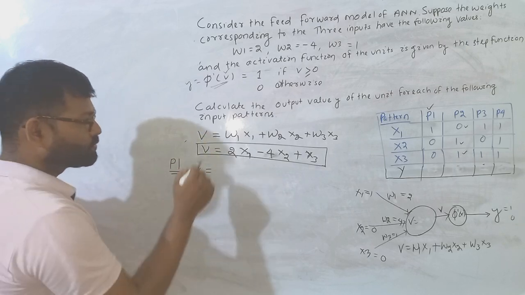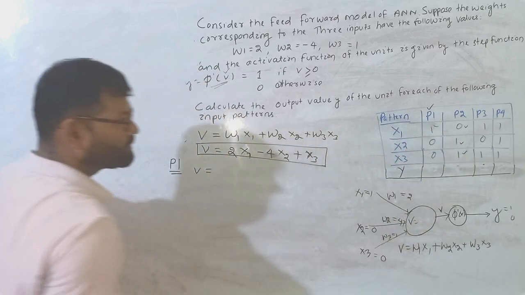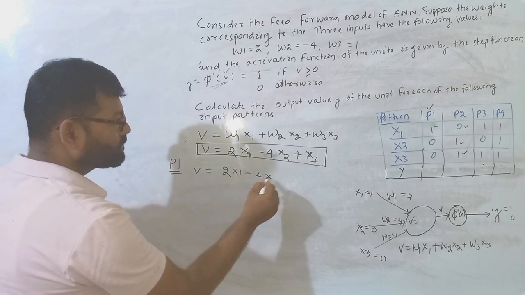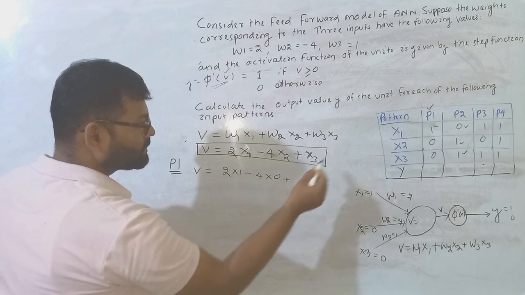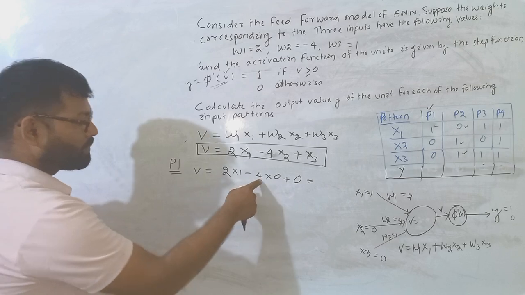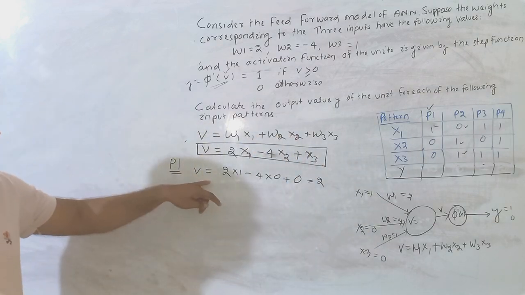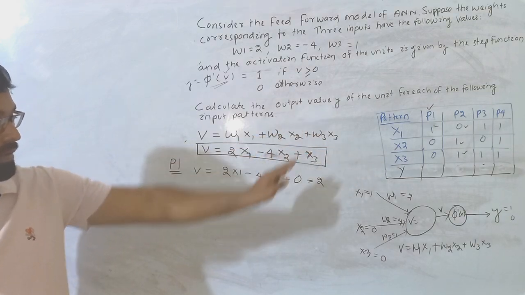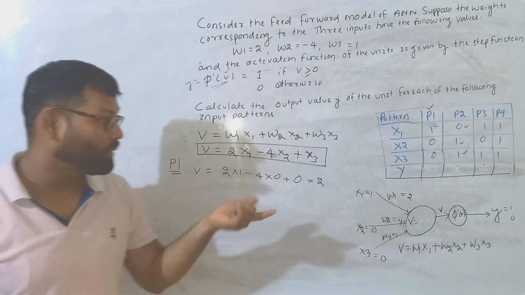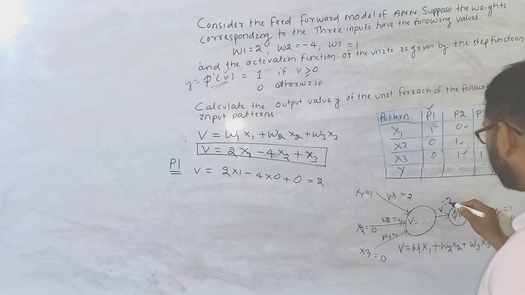So put the value x1. You know that for pattern 1, x1 equal to 1. Here also I have written 1 0 0. So just put x1 equal to 1, and what is x2? x2 is equal to 0, and what is x3? x3 also 0. So what is the value here? If I do the calculation, 2 minus 0, okay, 2. So finally 2. So for pattern P1, I have provided inputs, and what is the summation value? 2.